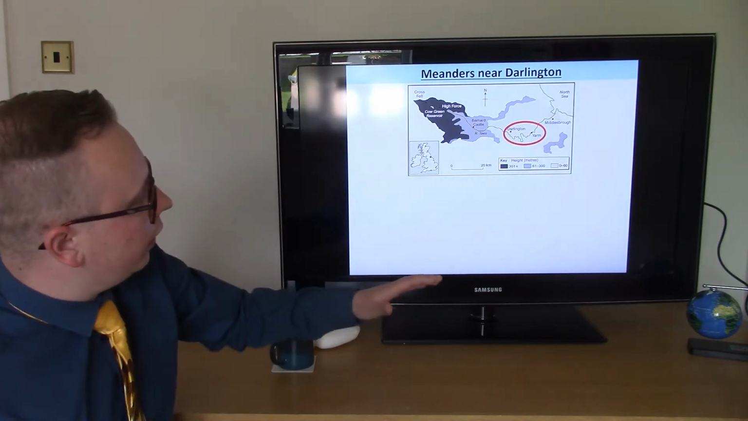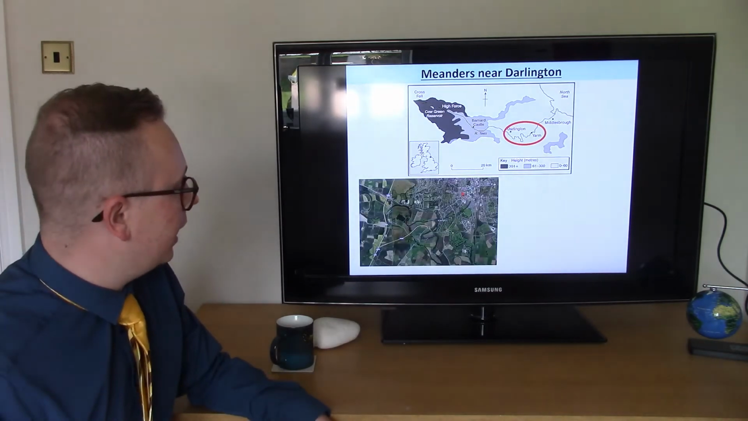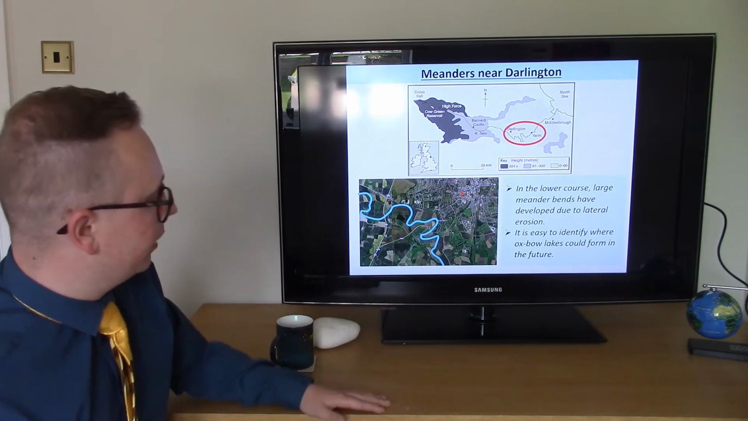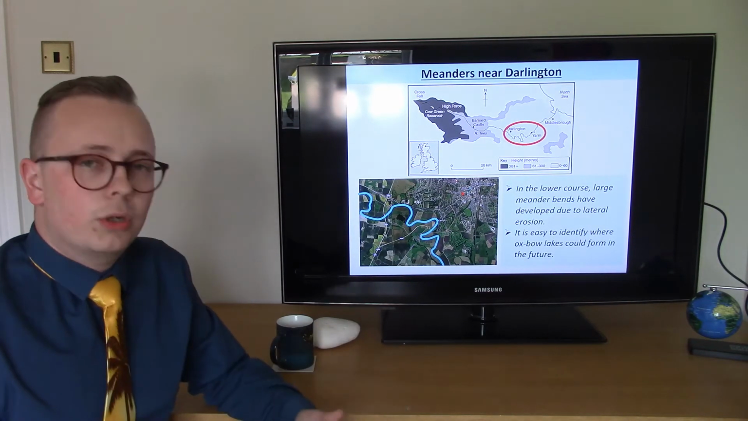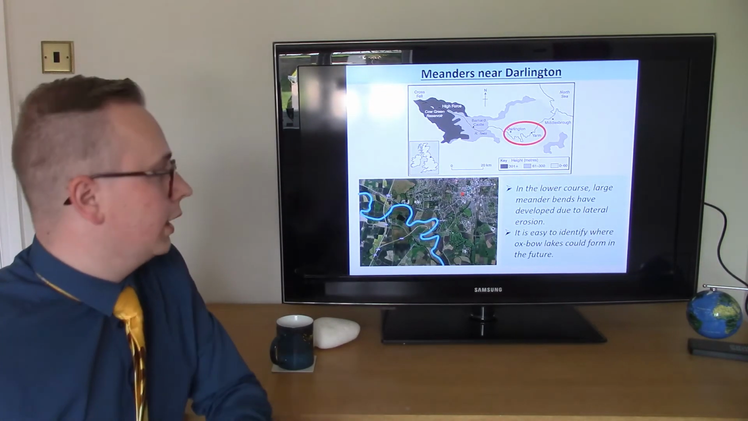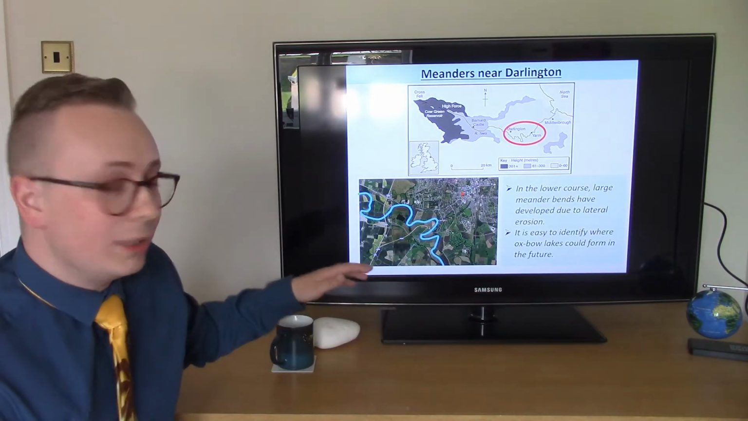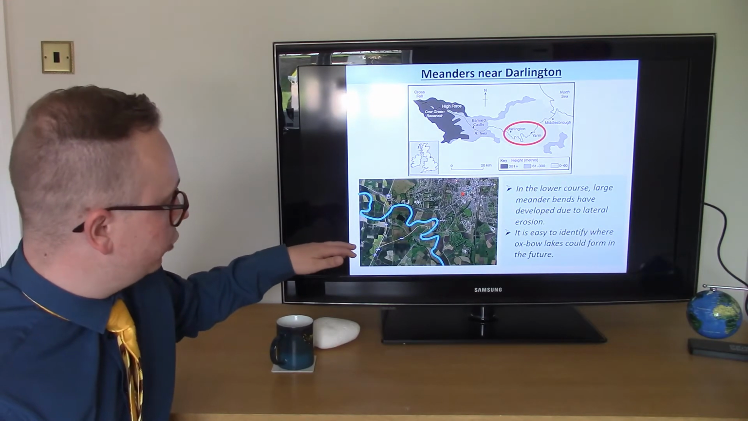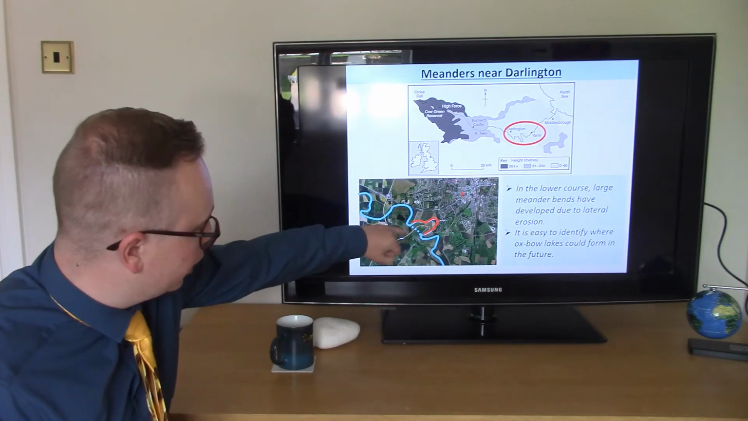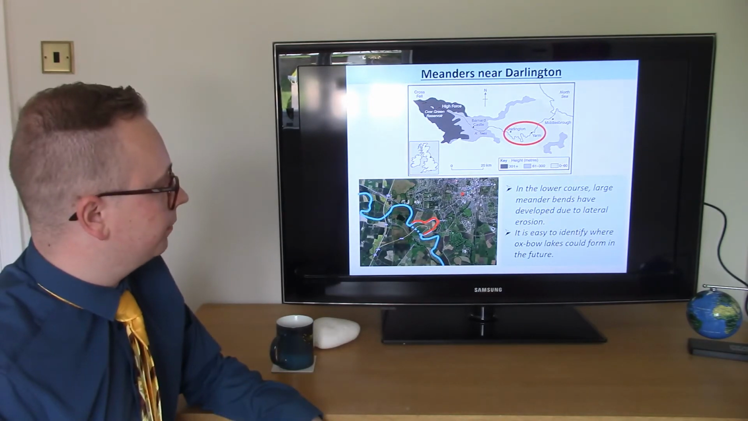Now we're going to jump on to the lower course. This is where we see the best examples of meanders, and these are near Darlington. So I've got a satellite image here. I'll just highlight the river to make it a bit clearer. The river now has much more energy, eroding laterally, which is what creates these large bends in the river. And at this stage, with such big meanders, it's also easy to see where we're likely to find oxbow lakes forming in the future. So we've got narrow necks like this. We can see that we may eventually get a breakthrough here, create a new straighter course, and abandon one of the old loops to form an oxbow lake.